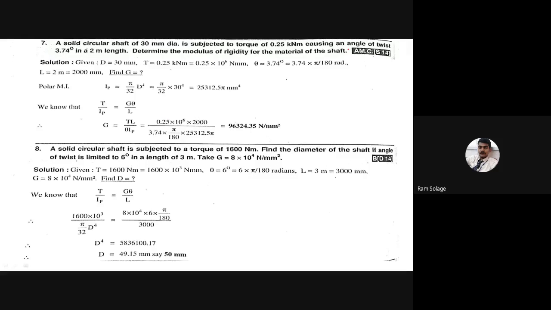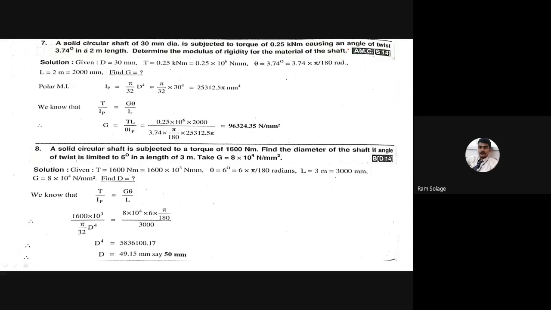Problem number 7: a solid circular shaft 30 mm diameter is subjected to torque of 0.25 kilonewton meter, causing an angle of twist.